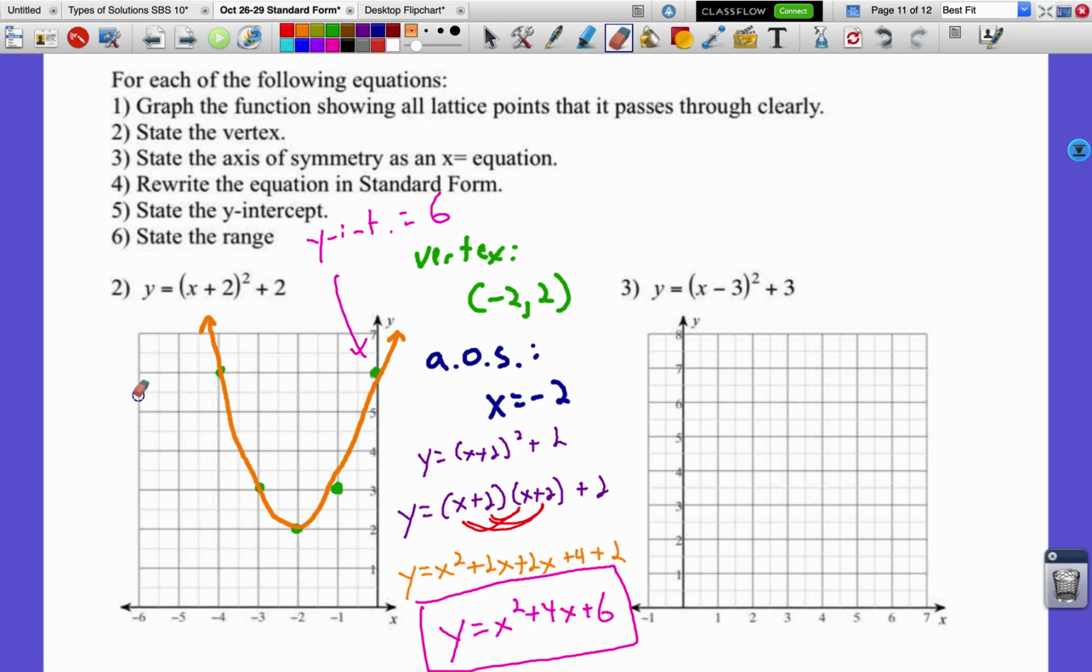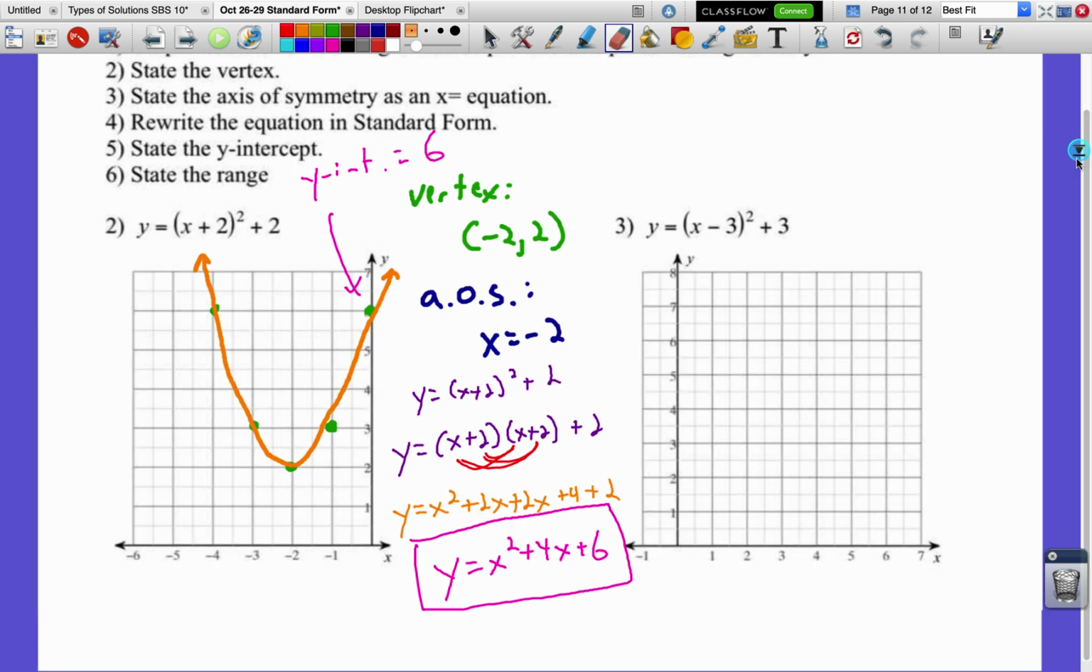There we go. For the range, our a value is positive. We can also see that the ends of this parabola are going up. So we know that our y values will never be less than 2, so they must be greater than or equal to 2. Label that as the range.